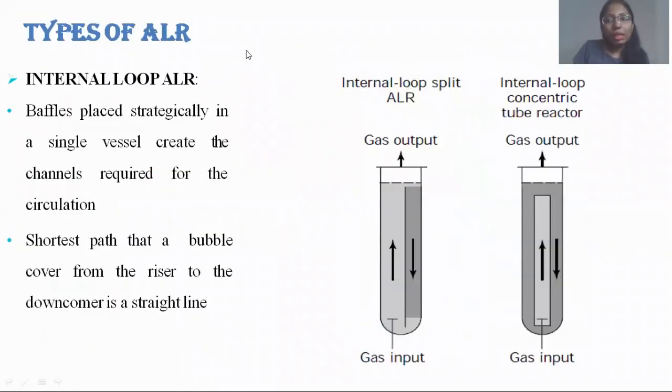Now, there are two types of mixing taking place. Based on this, they are classified. So, first is the internal loop ALR. ALR means airlift reactor. The internal loop ALRs are of two types. One is the split ALR and another one is the concentric ALR.